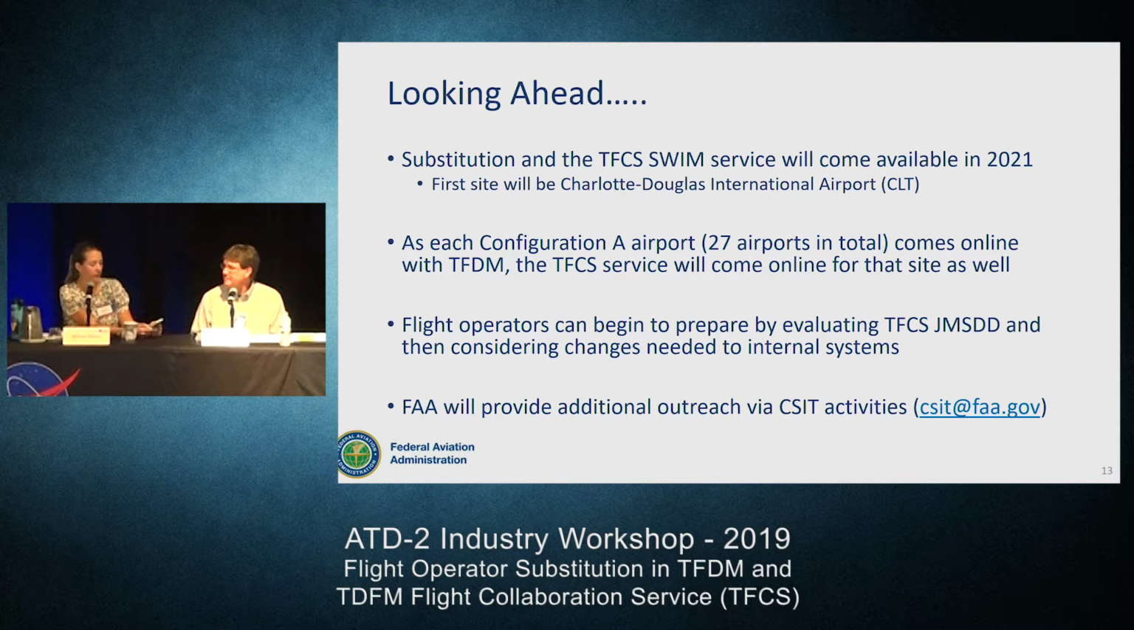Since this loosely is related to substitution, benefits require TFMS, TBFM, TTP, and TFCS. In future, TTP will be replaced by TFDM, though, correct? So the current NASA TTP feed is modeled after TFDM's TTP feed, and when TFDM deploys, I think this was mentioned yesterday, that configuration A and B sites will have TTPs. It's just a matter of what kind of data is on there. So every TFDM site will have a TTP feed.